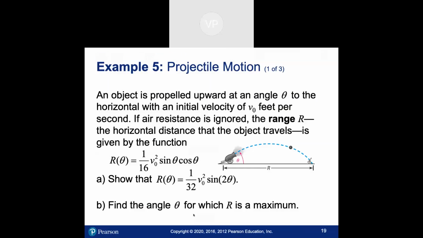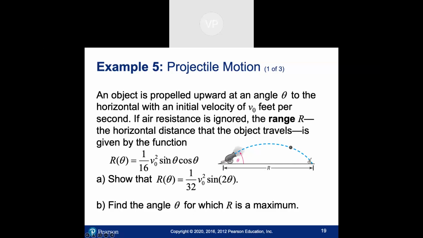Okay, so now that we have that, we'll go to a little bit of a word problem here. An object propelled upward at an angle of theta to the horizontal with an initial velocity of v naught. That v sub 0, that's how fast the object was when it started outside of the cannon, when it launched. The range r is the horizontal distance that the object travels. So that's how far it is right here, from the cannon to the spot that it lands. And the function is this right here.